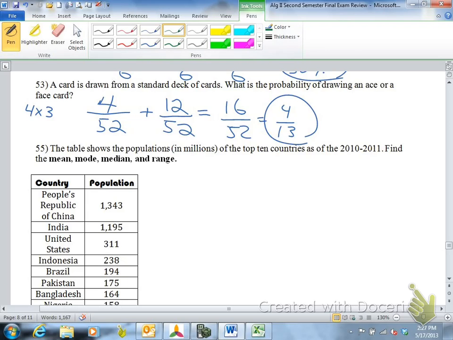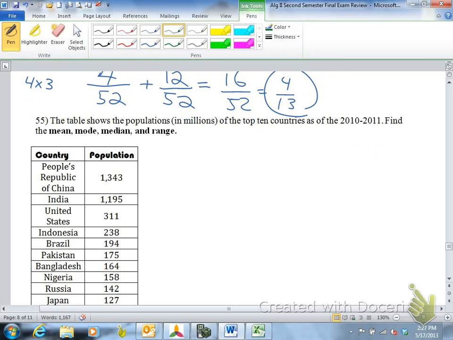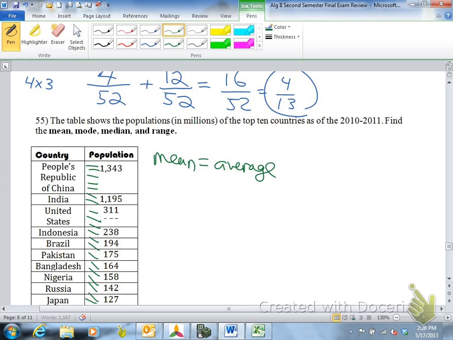On the next question, to find the mean, what do you do to find the mean? Mean is an average. So you would add up all the numbers, sum up all the numbers, and in this case you divide by 10. And you could do that on your calculator.